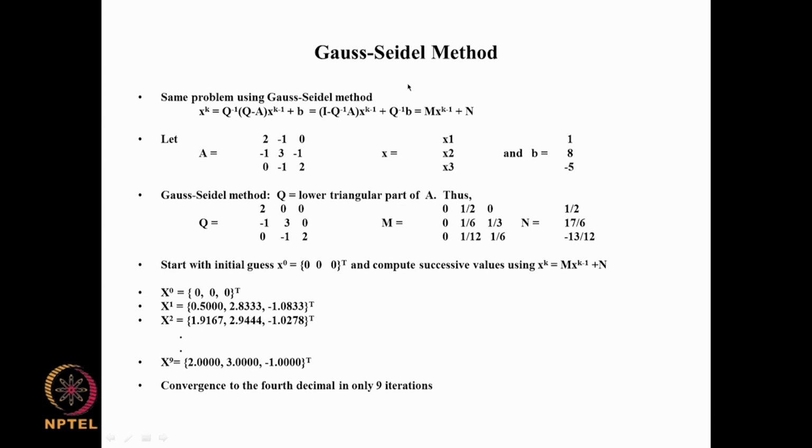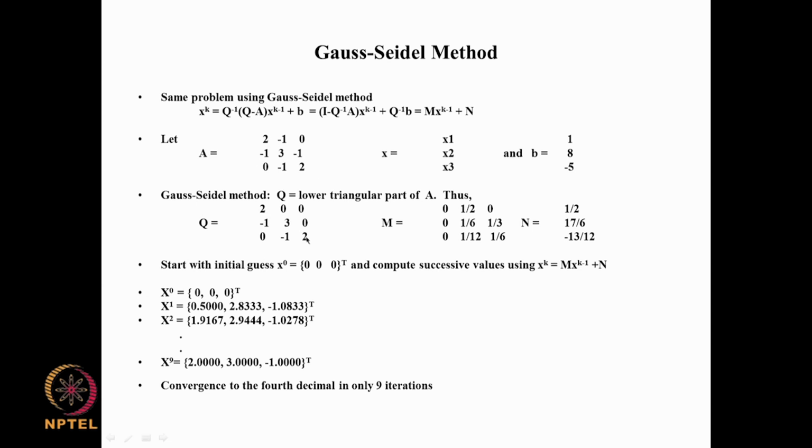The Gauss-Seidel method, which we have seen earlier as a formula, is also written in the same way: xk equal to Q inverse of Q minus A times xk minus 1 plus b. So, it is exactly the same generic formula, but the choice of Q is different. For the same set of equations here, now Q is taken as all the elements which are on this main diagonal and below that.